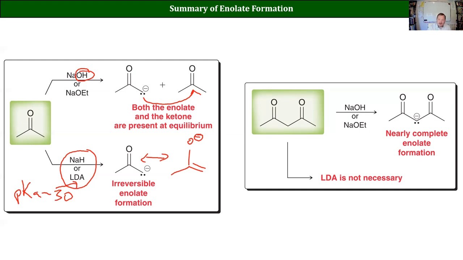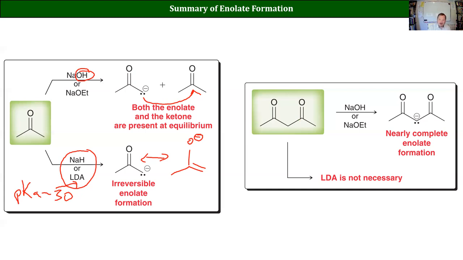The other option is if you have a beta diketone. If you have two ketones that are separated by a single carbon, your alpha carbon, the active carbon, is going to be the one in the middle, which makes your beta carbon one carbon further.